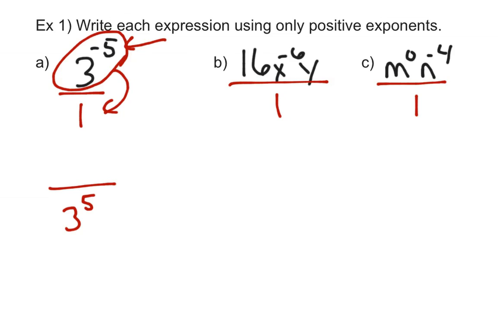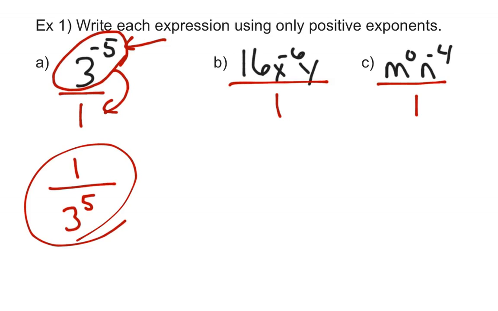Now, if I get rid of everything on top, it doesn't just go away. We're going to end up having a 1 there on top. So write each expression using only positive exponents. Did that. 1 over 3 to the 5th power. I don't have to figure out what 3 to the 5th power is because it didn't ask me to do so. Okay, part B. 16 x to the -6th power y.